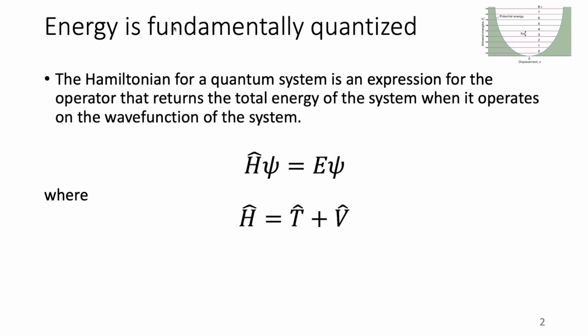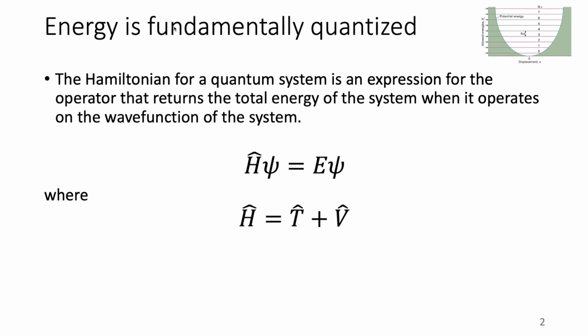As we've learned throughout our course in quantum mechanics in physical chemistry, energy is fundamentally quantized. We can't get away from this. And so the Hamiltonian for a quantum system is an expression for the operator that returns the total energy of the system when it operates on the wave function of the system. So that's what we have here, right? This H hat operates on our time-independent spatial wave function, little psi, and psi comes out unscathed. It's just multiplied by a constant, which is its energy.